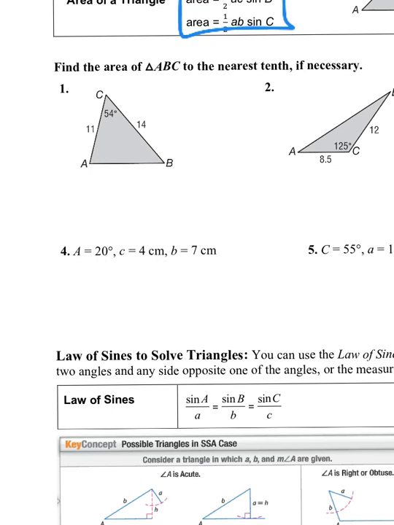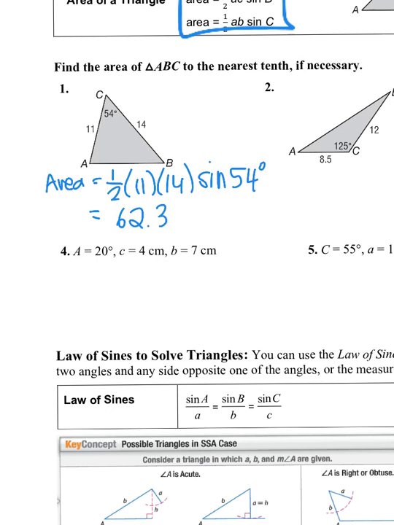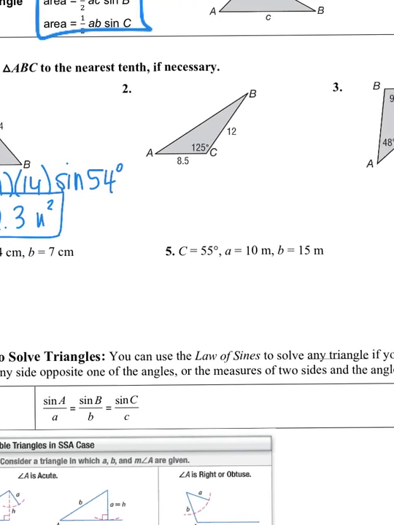All right, so to find the area of this triangle using the formula, the area is going to be equal to 1/2 the product of the sides, so 11 times 14, times the sine of the included angle. All right, and you just plug that into your calculator, and if you round it, we should get 62.3 units squared. All right, and that's all there is to it. So let me show you one more time.